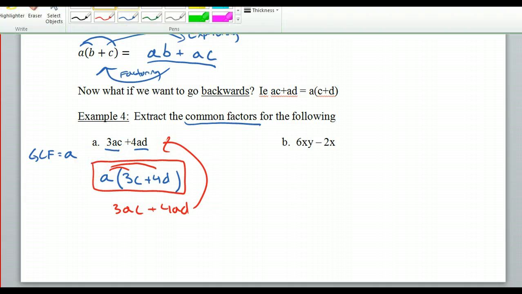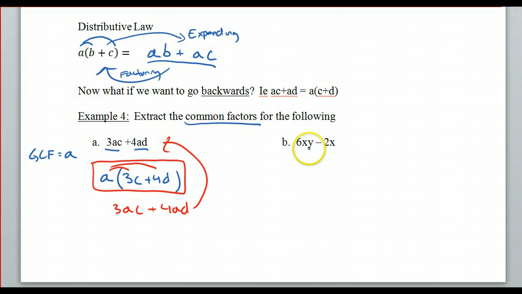Okay, let's do the same thing for the b here. What's the common factor? GCF, so write this down here to help you out. Between these 2 terms, I see that there's an x that's common to both, but there's also another number that's common to both, and that is the 2. Because the 2 can go into the 2 here, and the 2 can go into the 6. So the 2x is going to be out in the front, and when I take out a 2x from 6xy, what are we left with?